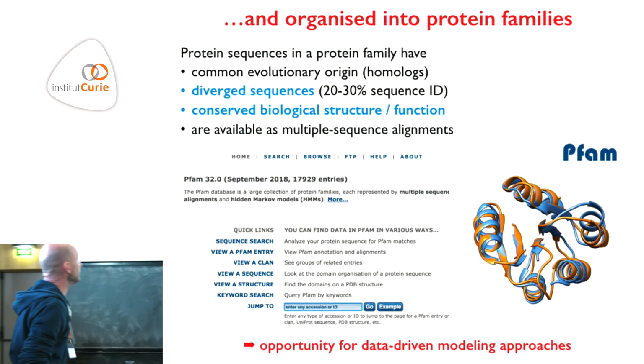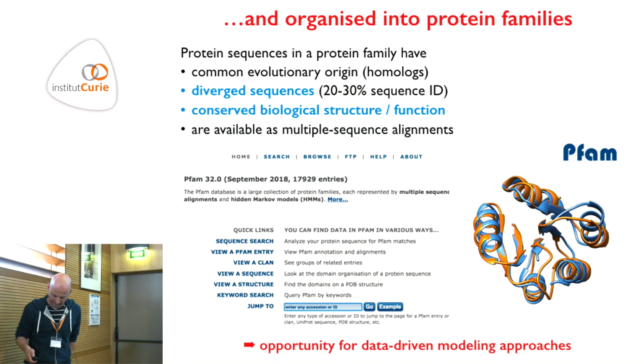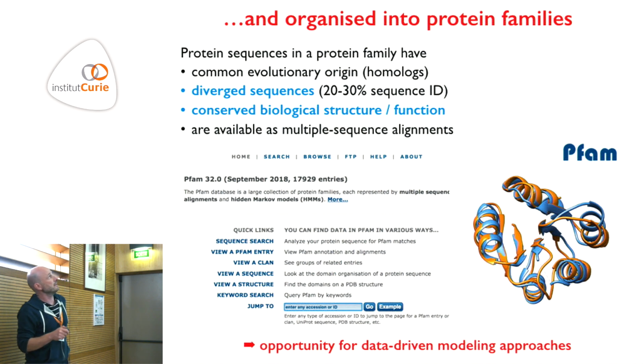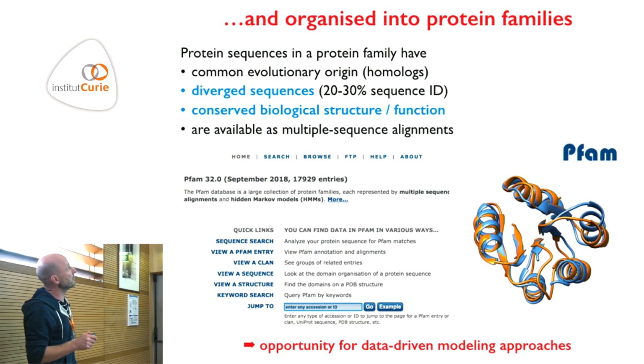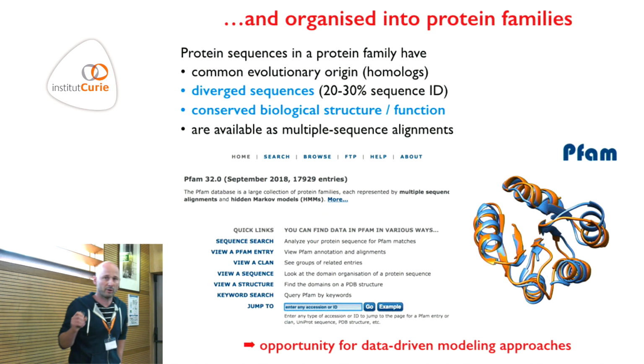What's actually helping, and that's the evolution guided in the title of my talk, is that these protein sequences can be organized into so-called protein families. A protein family is a set of proteins which have some common evolutionary ancestry. So they are so-called homologs. These are the same proteins in different organisms or in different pathways. These proteins typically have a quite conserved biological structure and function, because they are doing basically the same thing, using the same mechanisms, but in different species.